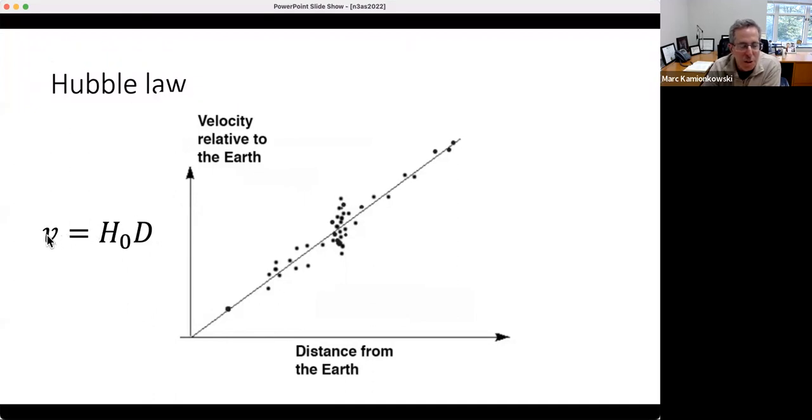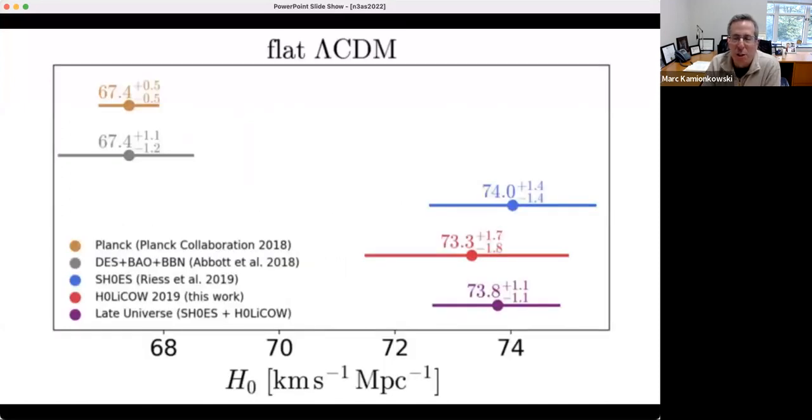describes the linear relation between the recessional velocity of a galaxy and the distance to a galaxy. H0 is the Hubble constant. It has units of inverse time, and so it describes the rate at which the universe expands. To make a long story short, there are essentially two types of measurements. There are measurements that come from the cosmic microwave background and large-scale structure that give us a value for the Hubble parameter of 67.4 plus or minus smallish numbers.